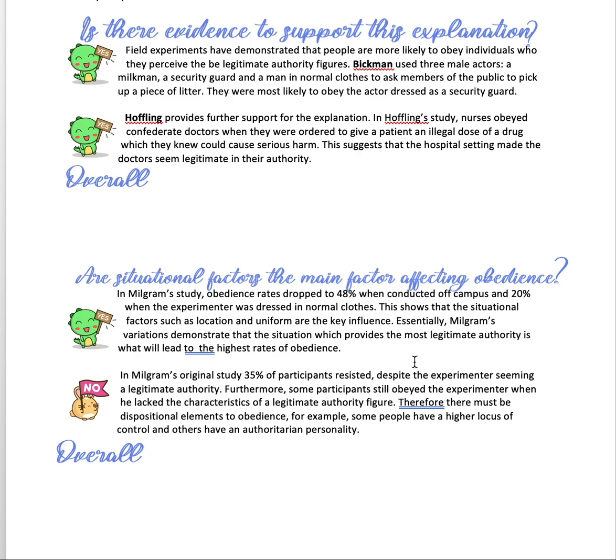And then we've got the situational versus dispositional again. So supporting evidence for legitimacy of authority can be the location and uniform variable in Milgram's study. And then your criticism is that despite the original experiment being conducted in a prestigious location and the authority figure wearing a uniform, 35% still resisted. So therefore, even when there is a legitimate authority figure, people don't always obey them. So therefore, there must be some kind of dispositional factor that can explain why not everybody would obey in a homogenous way.